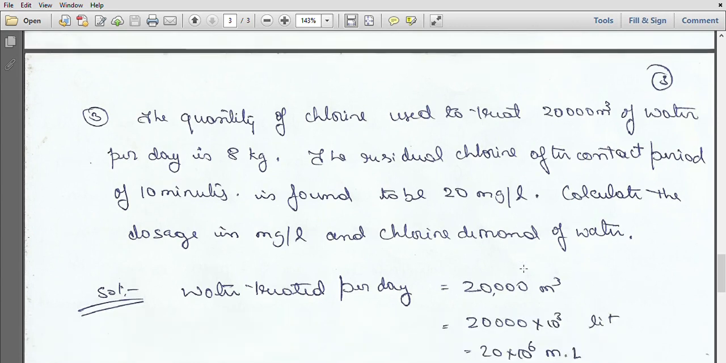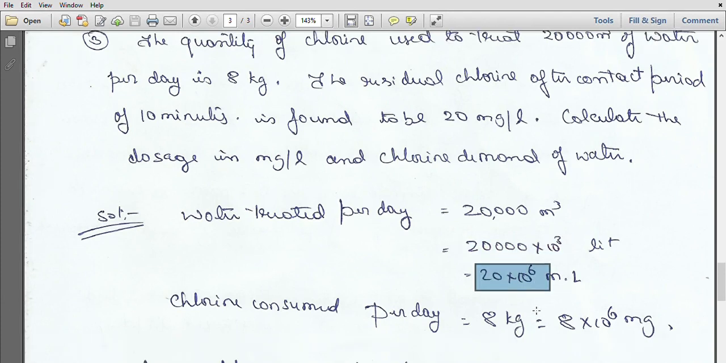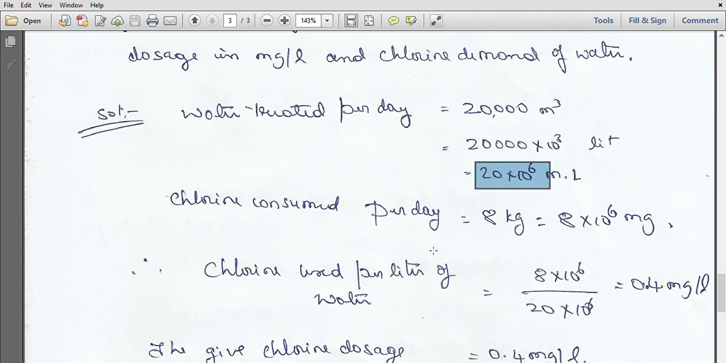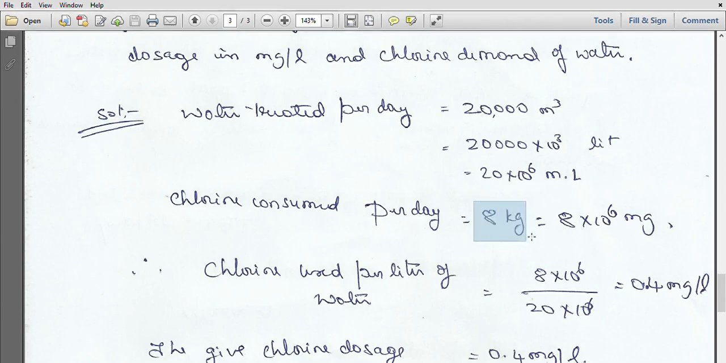Right? Okay. So what is the amount of water to be treated? It is 20,000 meter cube. So that is 20,000 into 10 raised to 3 liters, or 20 into 10 raised to 6 liters, or 20 million liters. What is the chlorine consumed per day? It is given 8 kg. So chlorine consumed per day is 8 kg. That is 8 into 10 raised to 6 milligram. I am converting that into milligram.